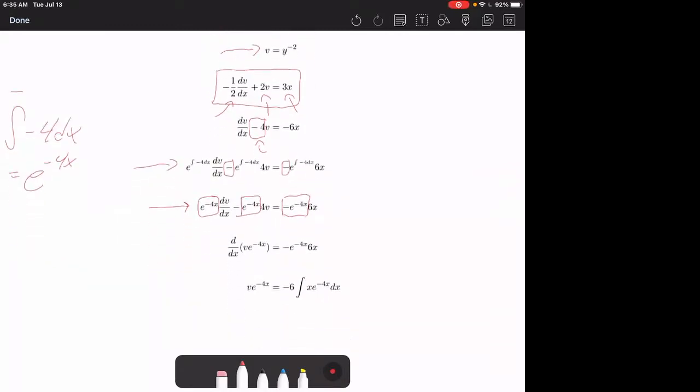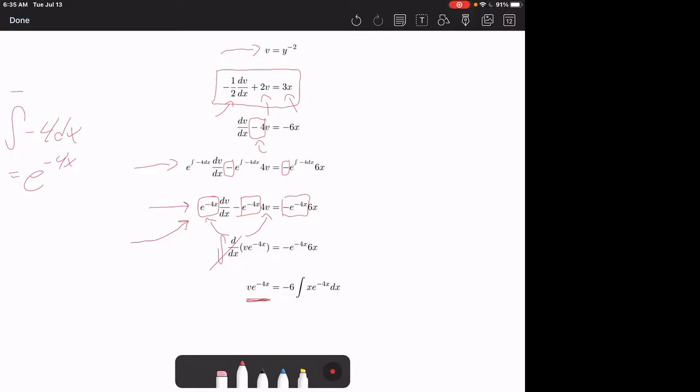So if you'll recall from section 2.3, the reason we do this is to make the left-hand side look like the result of a product rule. And now that it's taken that form, we know that the left-hand side is actually the derivative of e to the -4x times v. So we can write it as such. The right-hand side, we don't do anything to yet. But now we're going to take the integral of both sides. Now, if you take the integral of a derivative, they just cancel out. And we're left with v e to the -4x.